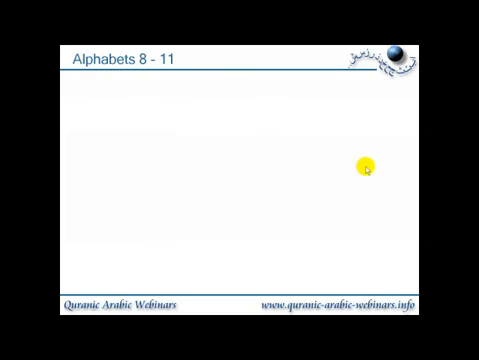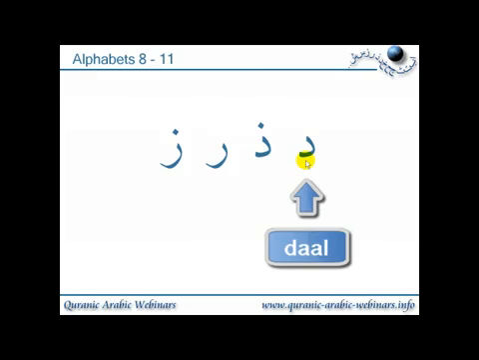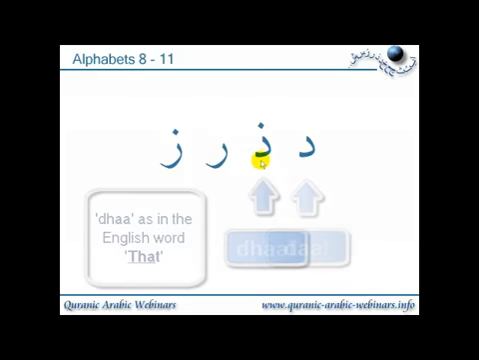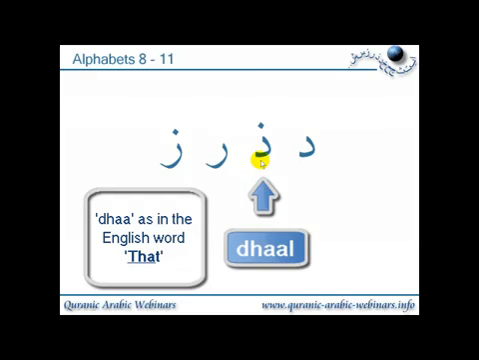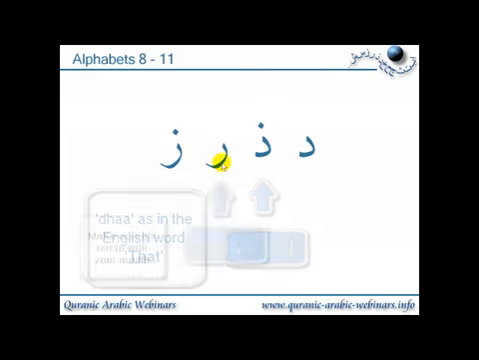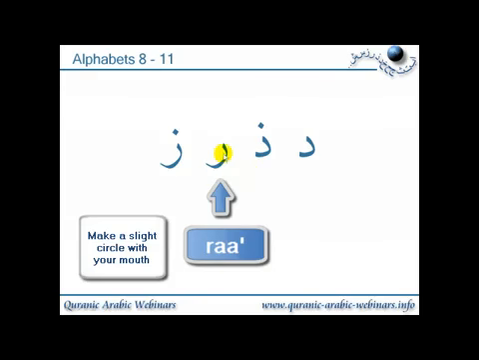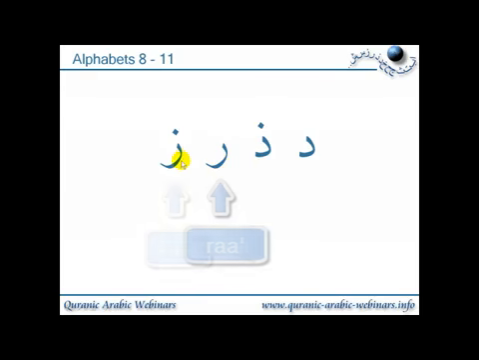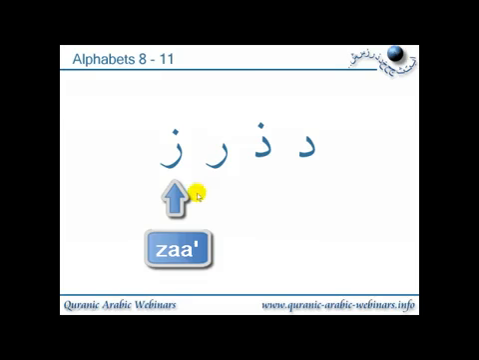Alphabets 8 to 11. These 4 letters look very similar. Notice that the first 2 are very curved and the second 2 are slightly less curved. First one here without any dot is known as Dal. The next one is known as Dhal. Fourth one is known as Ra, and the last one is known as Za, and that's got one dot.